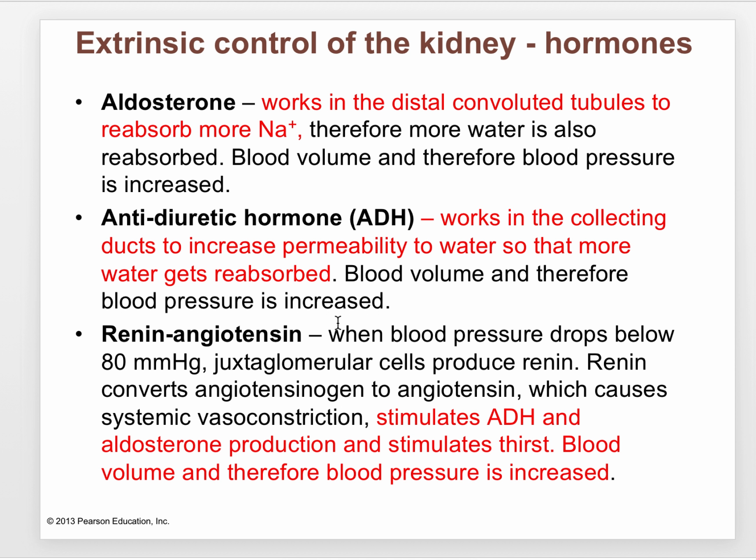And renin-angiotensin: when blood pressure drops below 80 millimeters of mercury, the juxtaglomerular cells produce renin. Renin converts angiotensinogen to angiotensin, which causes systemic vasoconstriction. It stimulates ADH and aldosterone production. It stimulates thirst. All of this has the net effect of increasing blood volume and blood pressure.